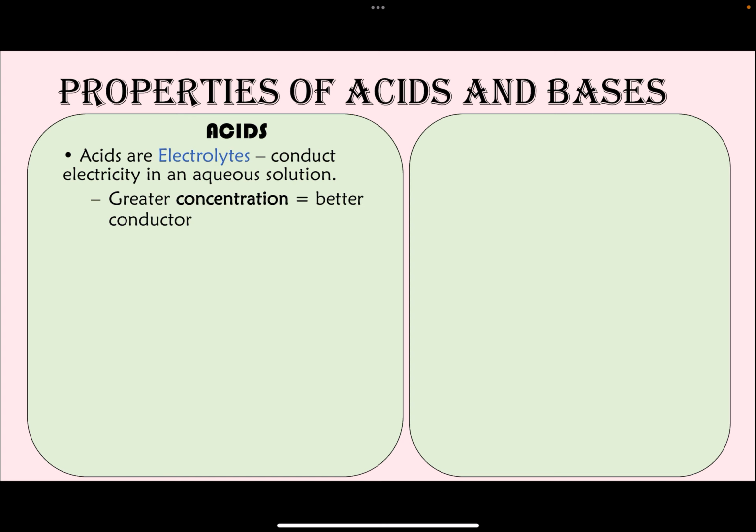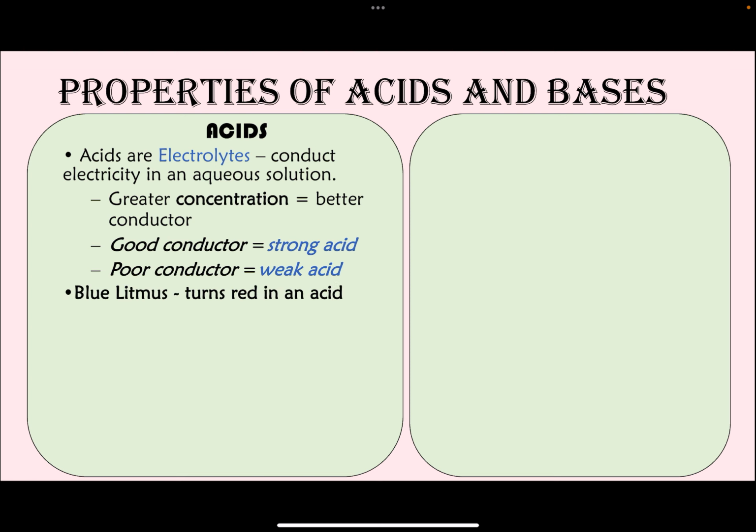If we have a greater concentration of an acid, it's going to be a better conductor, because that means we are going to have more ions in the solution. And if something is a good conductor, then that means it's a strong acid. If any acid is a poor conductor, then that means it's a weak acid.